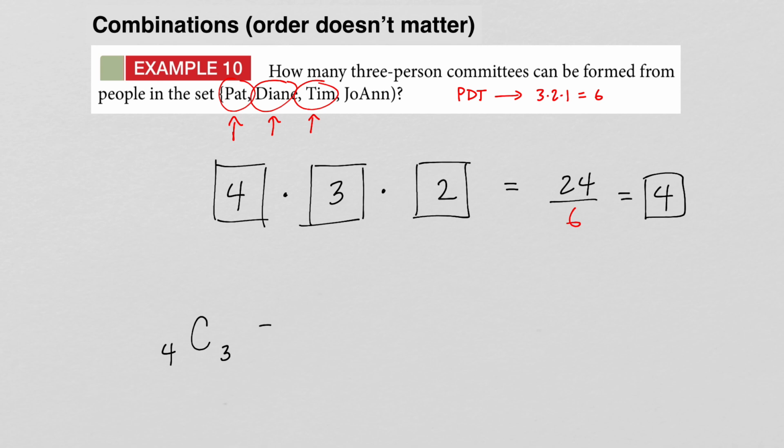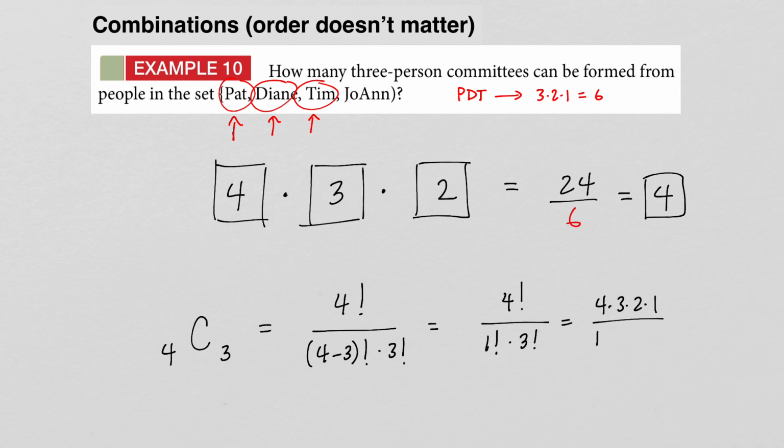The combination formula, which I'm going to show you on the next page, is going to end up being 4 factorial divided by 4 minus 3 factorial. So that's the same as a permutation formula, but then you have to multiply by 3 factorial. And if you do the math on this one, you will end up getting this. And if you cancel out the 3, 2, and 1 there, you get 4.